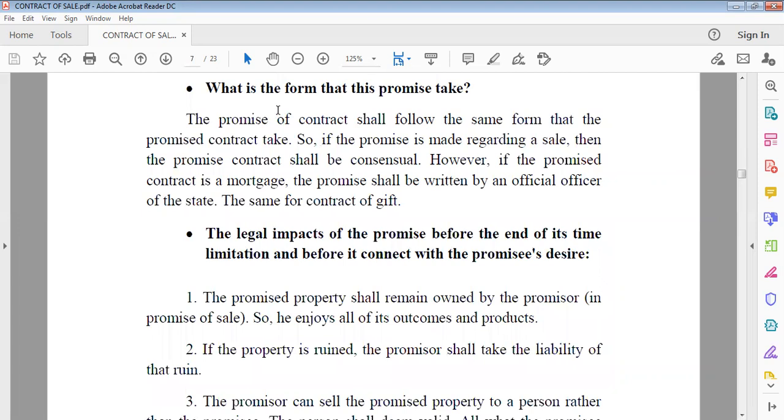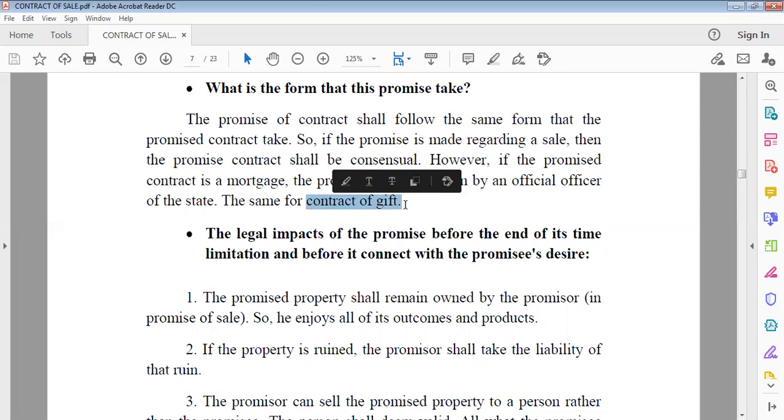Then we move to the form that the promise can take, the shape or the form of the promise. And we told you before that the promise of the contract shall take the same form that the promised contract takes. So for example, if the promise is regarding a sale, then the promise shall be a consensual one. If the promised contract is a mortgage simply because the mortgage is a formal contract, then the promise itself shall be a formal one. That's why also the contract of gift, it is a formal one.